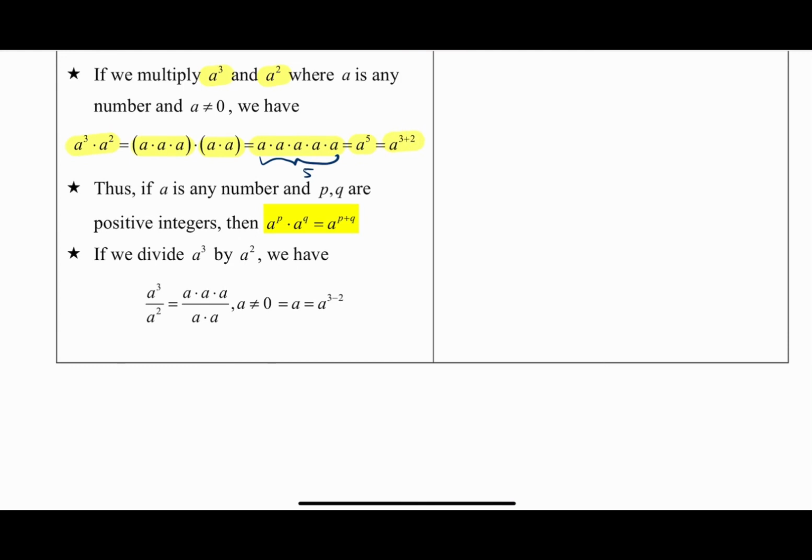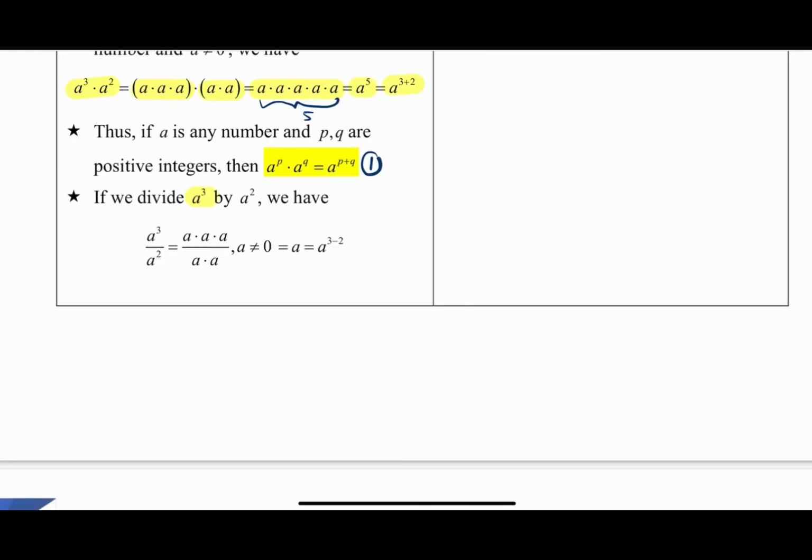So which means a to the power of 5 ni sama je dengan a to the power of 3 plus 2. Jadi kita akan nampak dekat sini kita akan dapat satu properties. Okay, di mana if a is any number and p, q are positive integers, then a to the power of p times a to the power of q is equals to a to the power of p plus q.